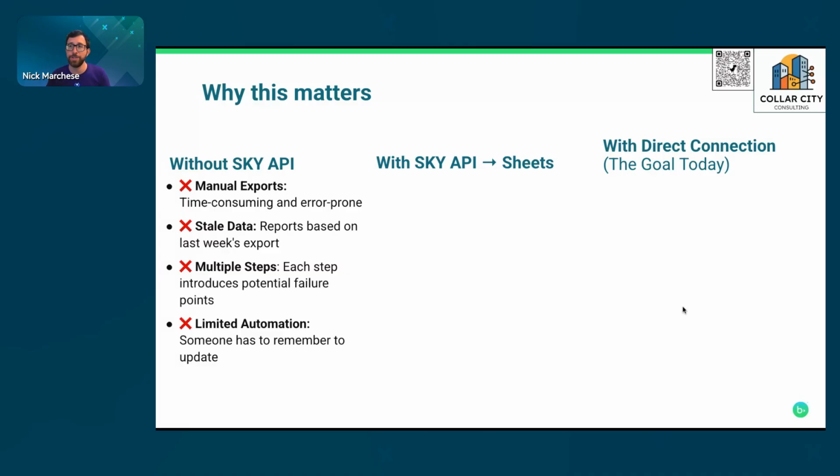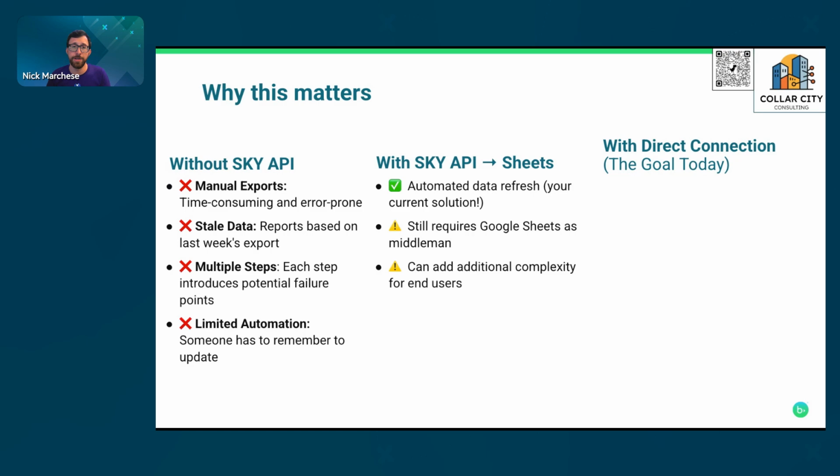With Sky API and Sheets, you have an automated data refresh. So you can automatically have that data going in. If you came to any of my sessions earlier today, we talked a lot about this. But you still have to use Google Sheets as a bit of a middleman, a little middleware there. It can also add some complexity for end users to get this set up.